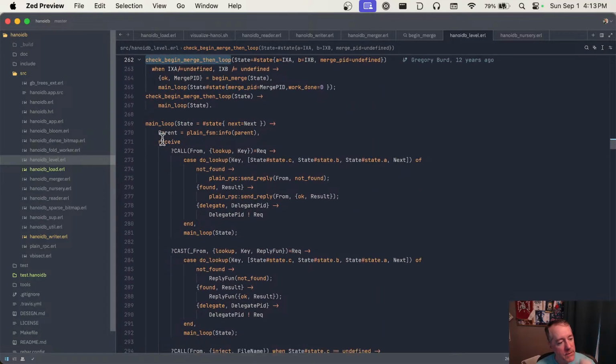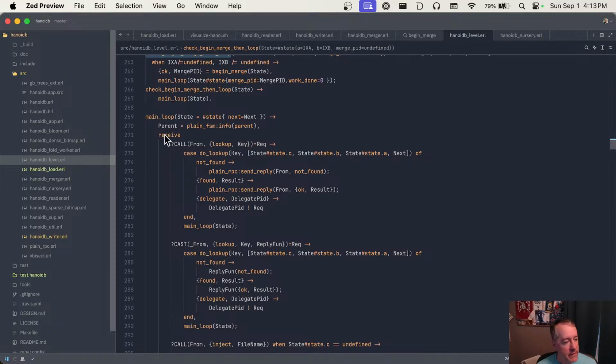Okay, so here in the main loop, if we get a call from lookup, then you look at that list: do C first, then B, then A. And then I guess next is the next level, right? Okay, that makes sense. Yeah, and we'll look at do lookup. That's interesting. Okay, and then if it's not found, you send not found.